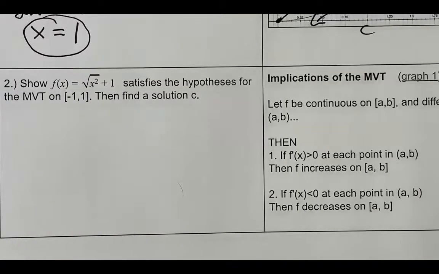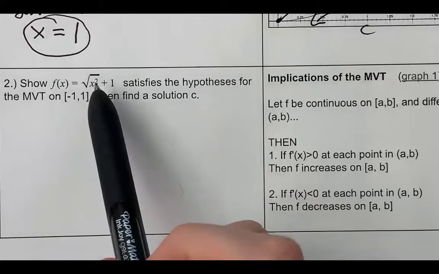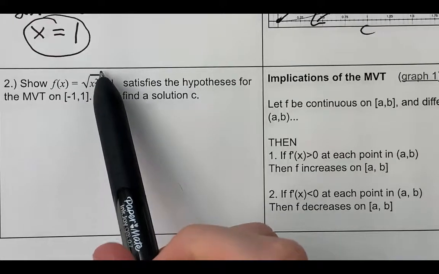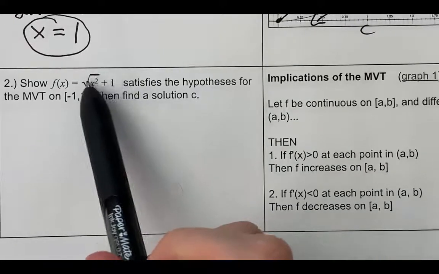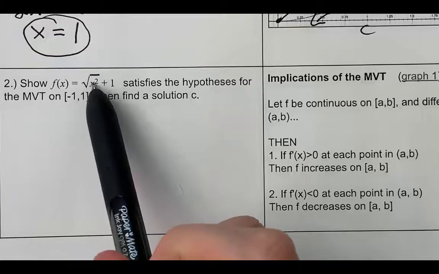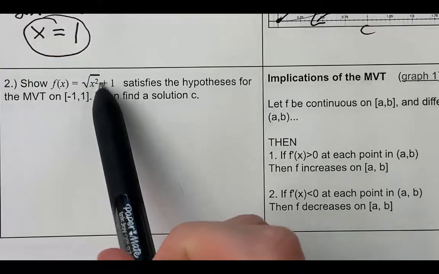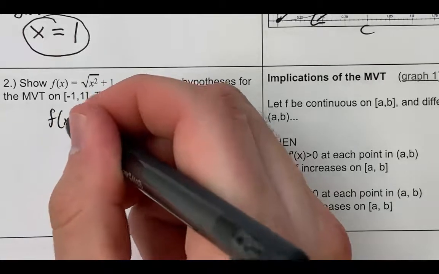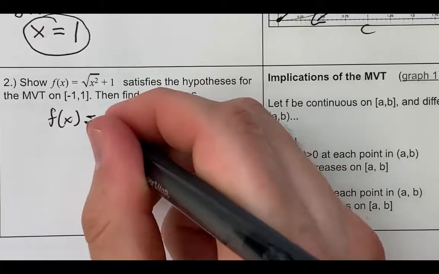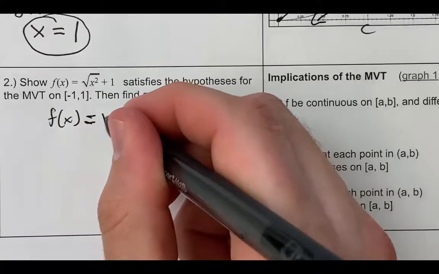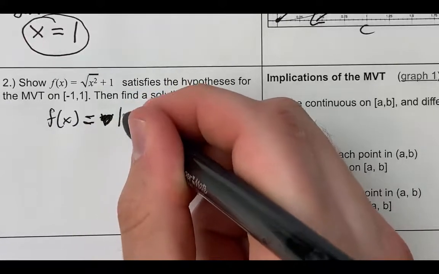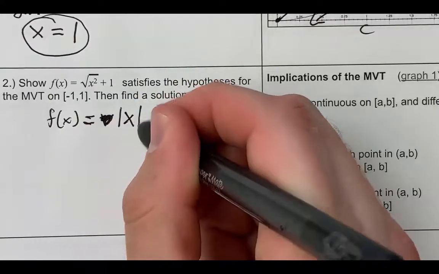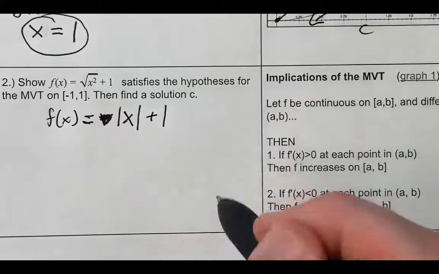All right, let's see if we can show this one satisfies the hypotheses of the mean value theorem. We're looking from -1 to 1. I'm not sure if this has been explained to you or not, but the square root of x squared is the same as the absolute value. That's actually the definition of absolute value. So this could be rewritten as f of x equals the absolute value of x plus 1.